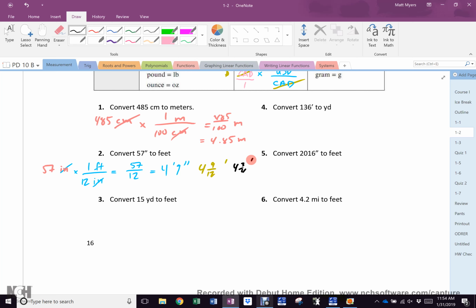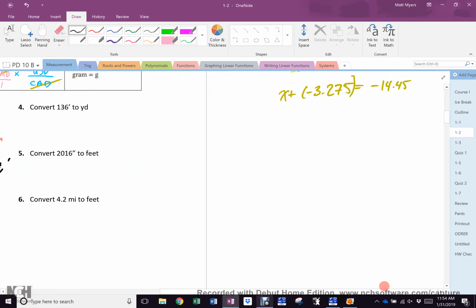Now, the other mistake that I have to make sure, and I know none of you would ever do this, 4 feet 9 inches. Does that equal 4.9 feet? No, because decimals are based on 10. And what are feet and inches based on? 12. So what would 4 feet 6 inches be?